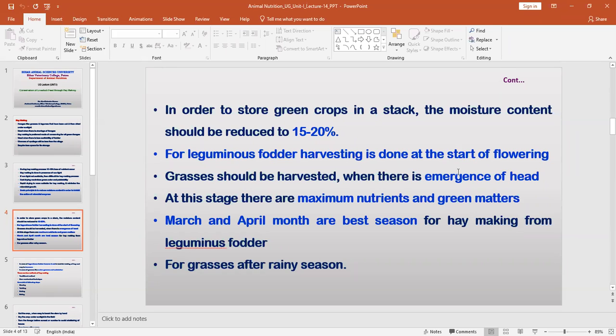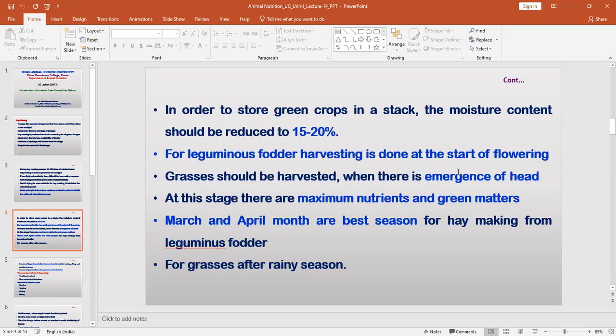And grasses should be harvested when there is an emergence of the heads. When the heads start to emerge, then we can harvest the grass. At this stage, the pre-flowering stage, there is maximum nutrient and green matter present, and we can prepare good quality hay from that fodder.